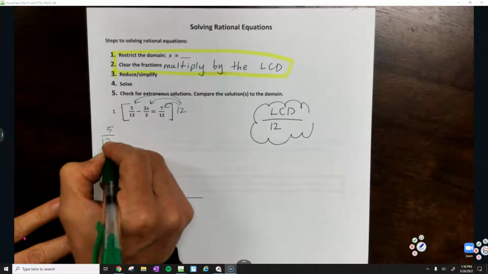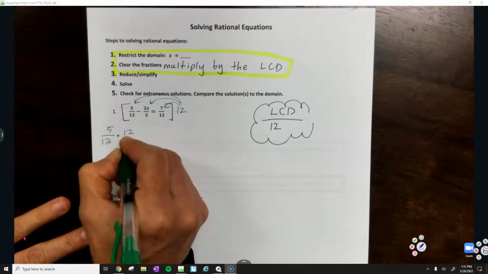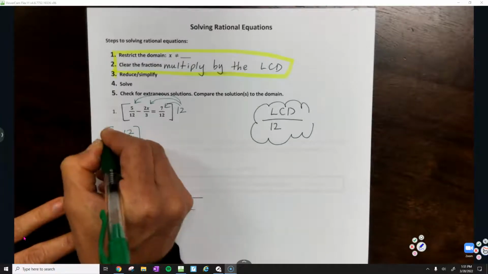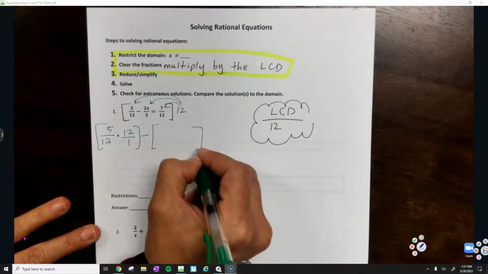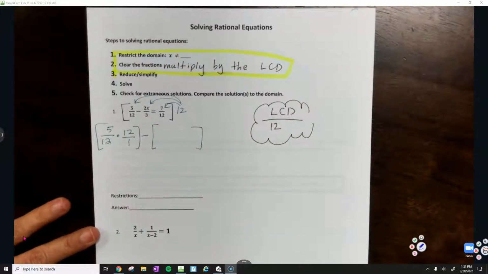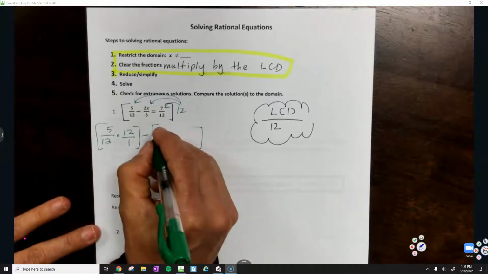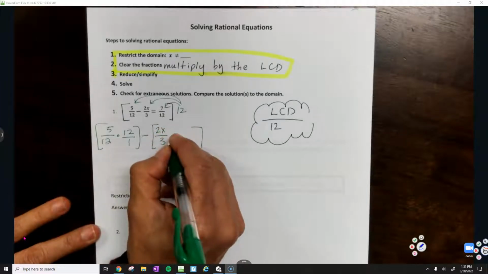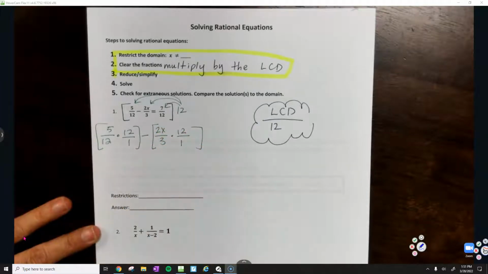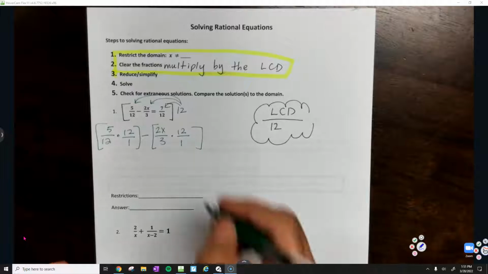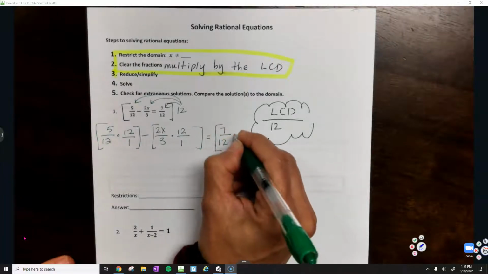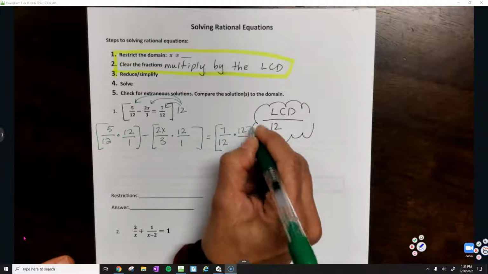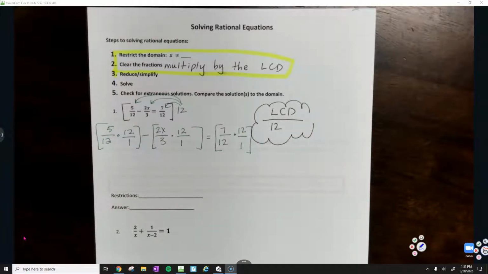Remember, it's 5 over 12. We're going to multiply it by 12 over 1. That's the first thing we did. Minus, now let's go ahead and distribute the 12 to the second fraction. So this is 2x over 3 times 12 over 1. I'm going to recopy the equal sign. And remember that 7 over 12 is being multiplied by 12 over 1. Everything is being multiplied by 12.